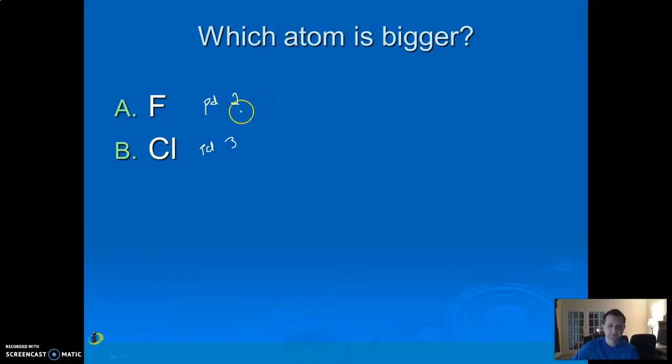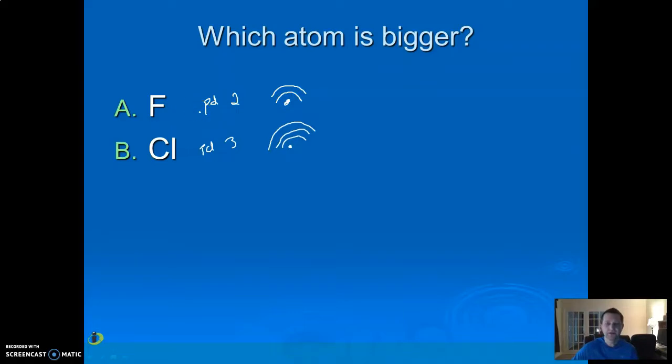So what does that mean? It means that fluorine has valence electrons in the second energy level. So here's our nucleus. Here's our first level, pretend that's a full circle. And then here's our second level. So fluorine's valence electrons are in that second level. Whereas with chlorine, you have your nucleus, level 1, level 2, and then level 3. So the electrons are further away in chlorine. So it's pretty easy to figure out which of these atoms is bigger because they're both in the same group.